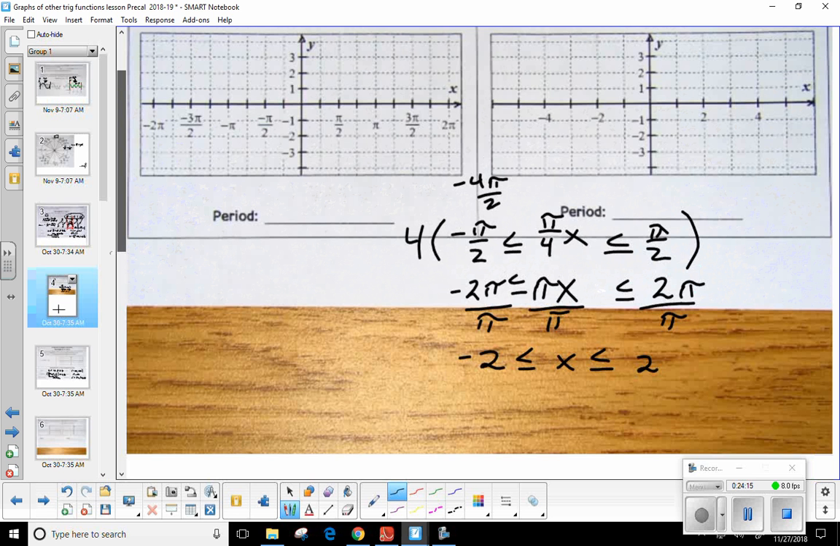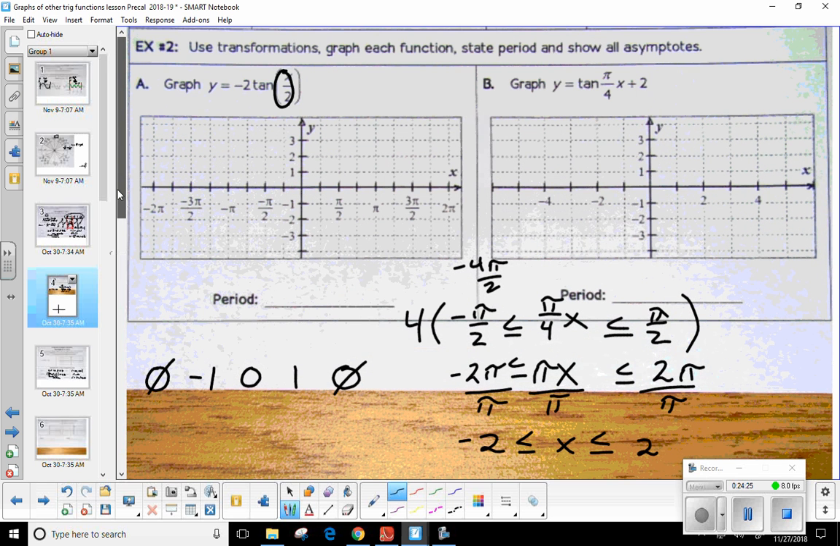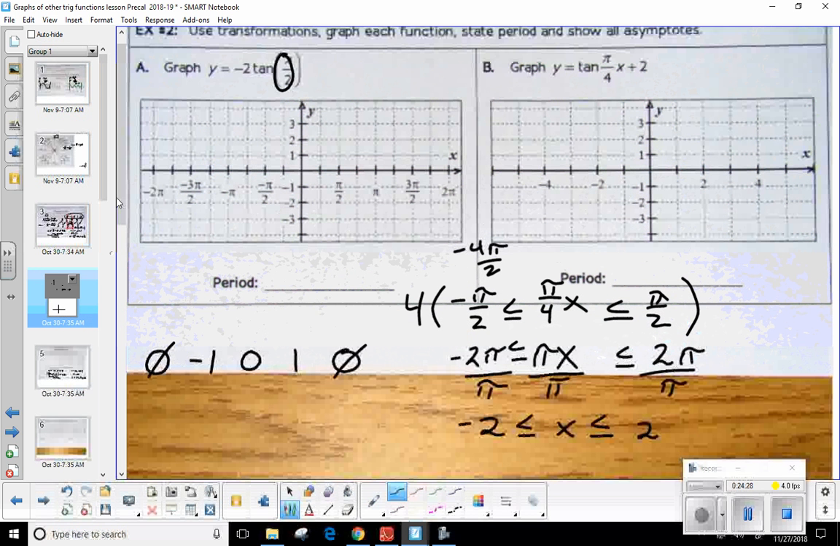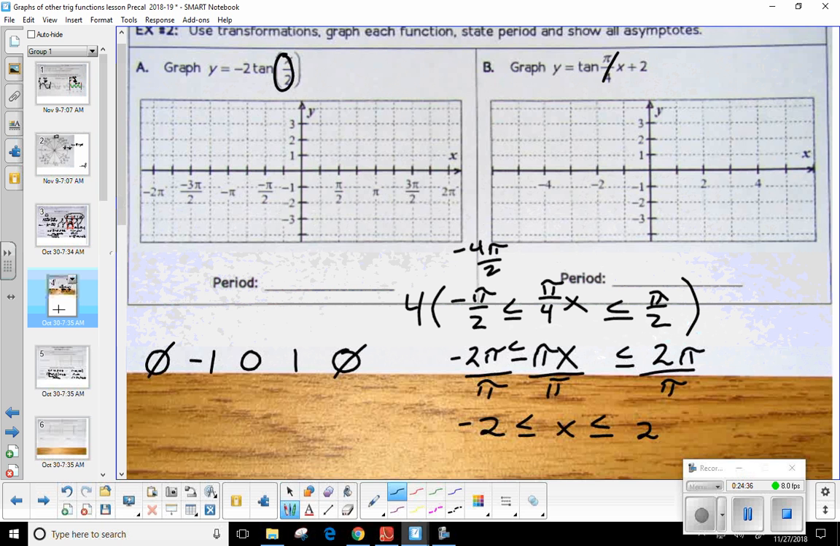What were the 5 criticals for tangent? No solution, -1, 0, 1, no solution. And we already kind of brought this up. What am I going to do to each of these? I'm just going to add 2. That's the only thing happening besides that 1/4 pi we got.